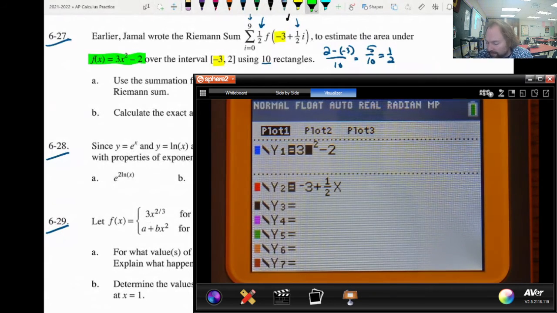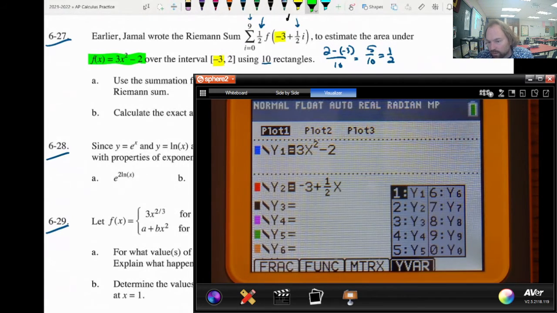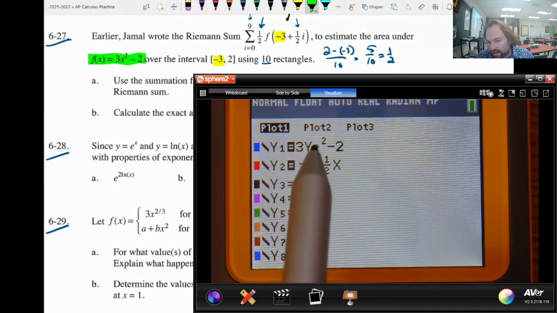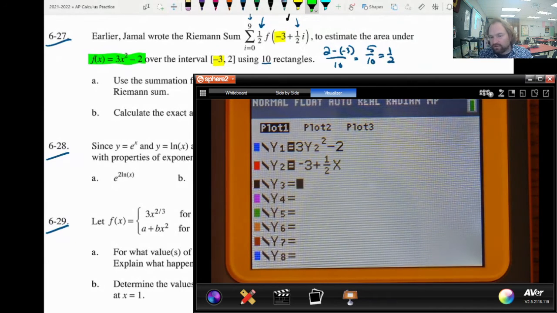In order to make it happen on the calculator, we're going to change that x. We're going to use alpha f4. We're going to change that into a y2. So what this will do is it will actually run the negative 3 plus 1/2 x in y2 and plug that in to y1. That'll cause the sigma notation to actually operate correctly.